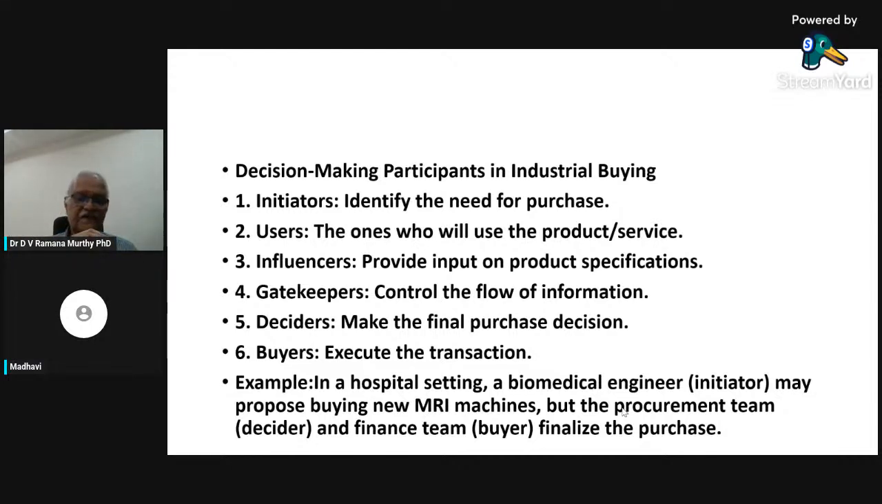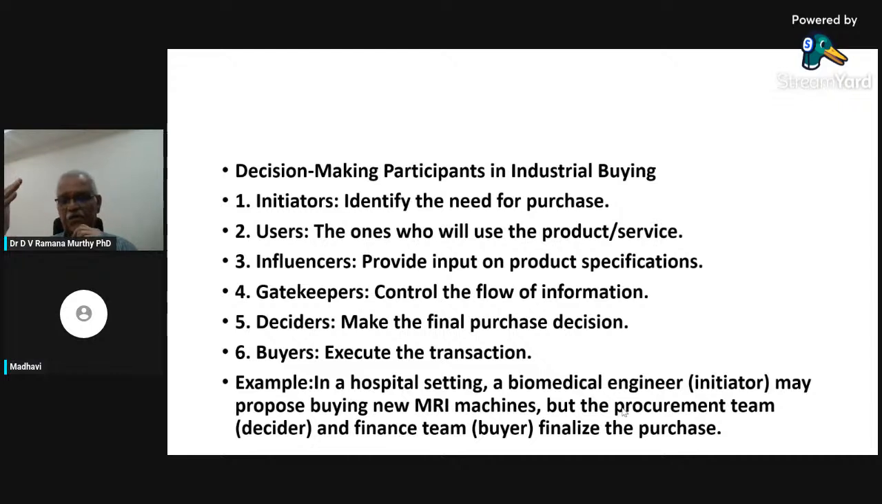Ultimately, let's take an example. Take a hospital setting. Who is the initiator for equipment? The biomedical engineer, who uses, for example, an X-ray machine or an MRI machine. Hospital top management is not straight away involved here. So the biomedical engineer who operates this machine is an initiator, who initiates, yes, this product we require, and this is the technology outside, and may propose buying a new MRI machine.